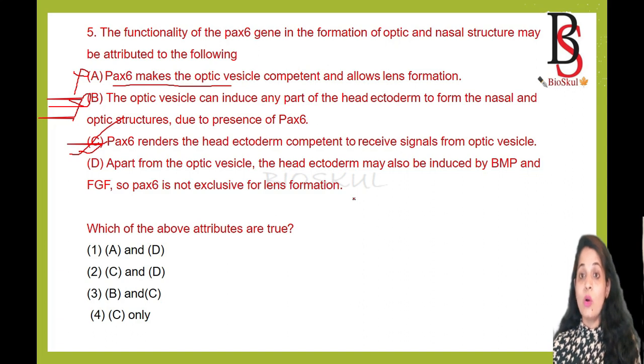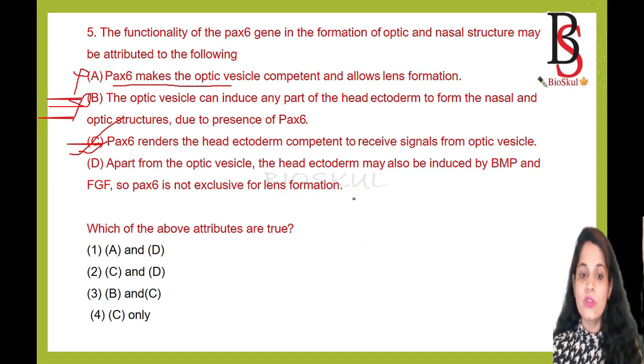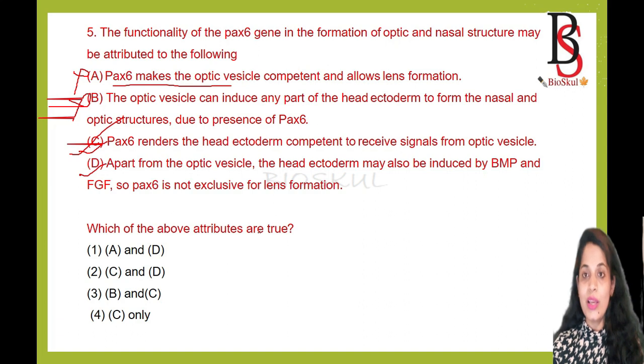We know that OTX2 is expressed by the head ectoderm, then the neural plate synthesizes PAX6. PAX6 is required for the competence of head ectoderm to induce the lens formation. The optic vesicle synthesizes BMP and FGF family members that help in the expression of SOX transcription factors, which help in lens formation. So option D is the correct answer. Which of the above attributes are true? C and D, that is option 2, is the correct answer.